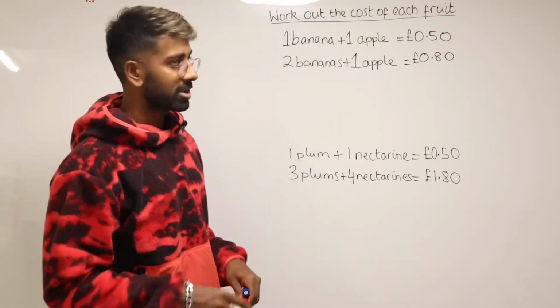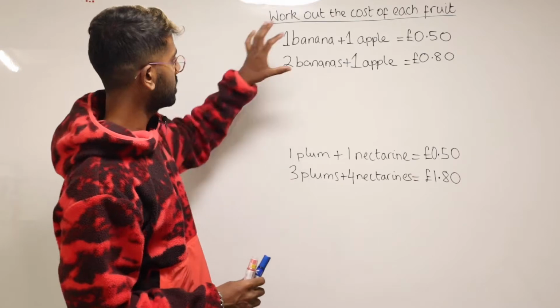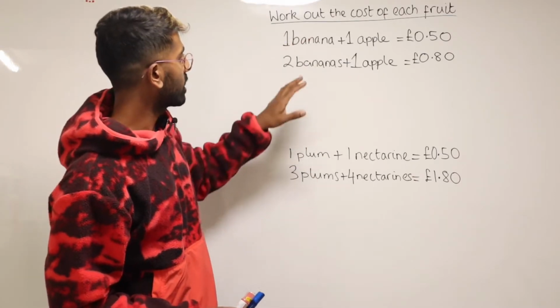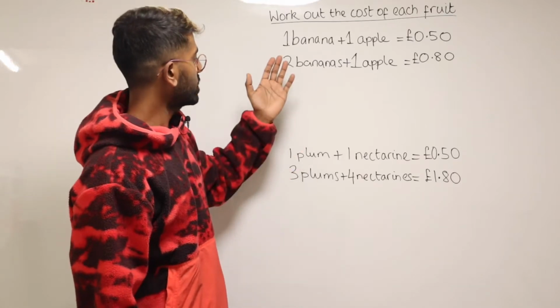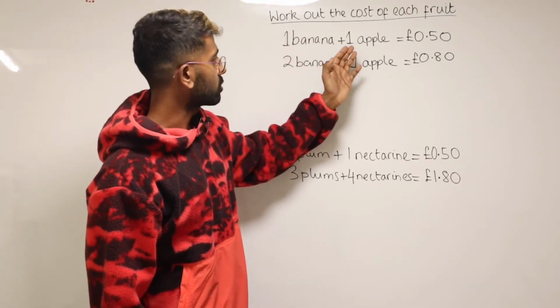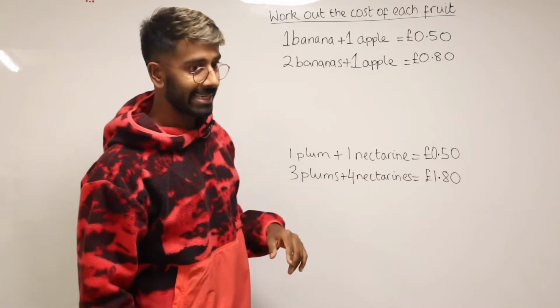Another two 11 plus questions. So the first one, right up here. We've got to work out the cost of each fruit given these two scenarios over here. So we're told that one banana and one apple together costs 50p.